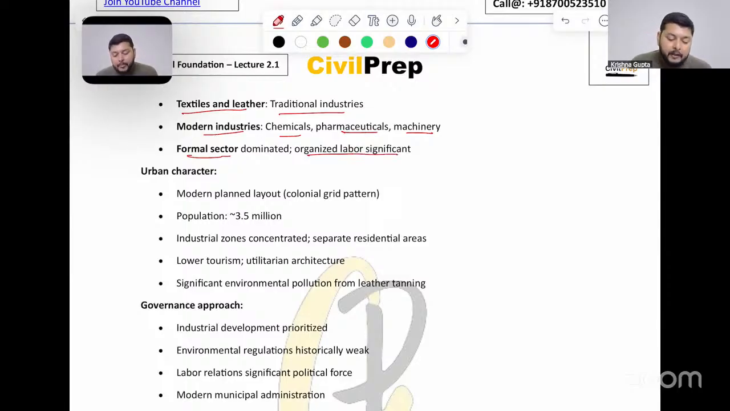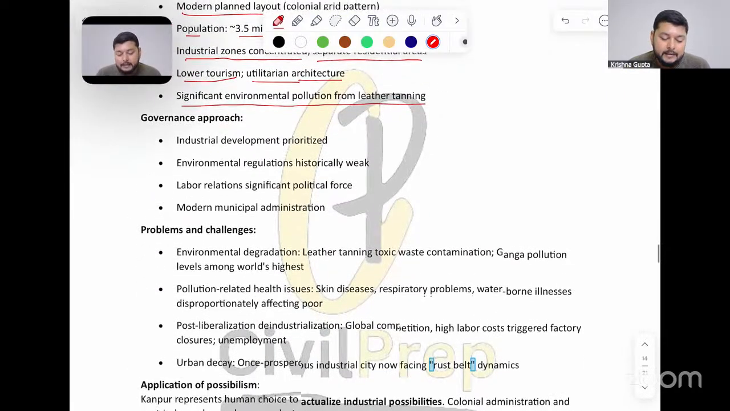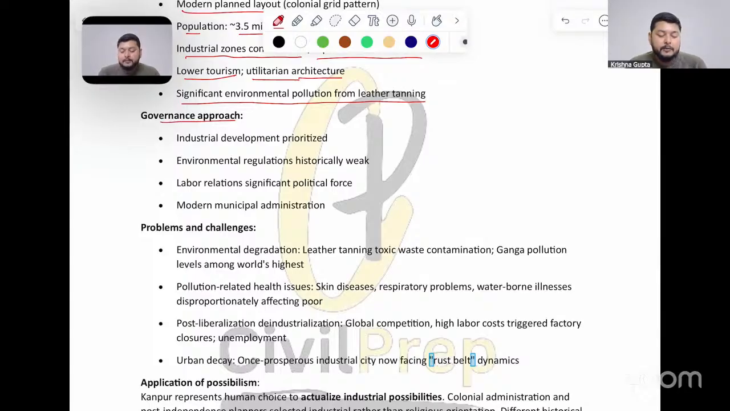is significantly seen here. When we talk about the urban character: modern planned layout, colonial grid pattern, population 3.5 million. Industrial zones are concentrated, and separate residential areas are seen. Lower tourism, and utilitarian architecture is also seen here. Significant environmental pollution from the leather tanning is highly seen here. When we look at the governance approach, industrial development was prioritized, and environmental regulations historically were quite weak here. Labor relations are a significant political force, then modern municipal administration is seen here.